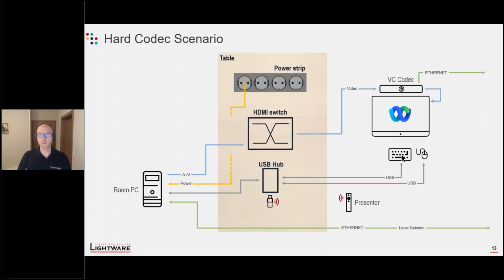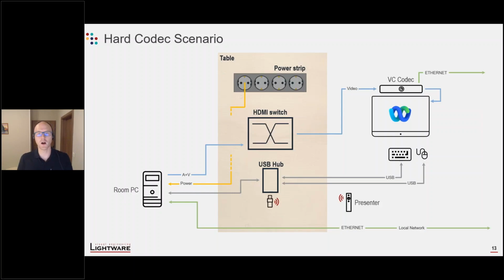Maybe a USB hub for the keyboard and the mouse and the presenter, but these might be directly connected to the room PC. Most of these work wirelessly, so you just have to plug in 2 or 3 wireless receivers into the room PC. In this scenario, we have a Cisco hard codec, VC codec, on top of the display, which can operate on its own. So even if you're not using a computer, not the room PC, with the touch interface of the Cisco codec, you can launch a call and the codec will handle the call without assistance from a computer.